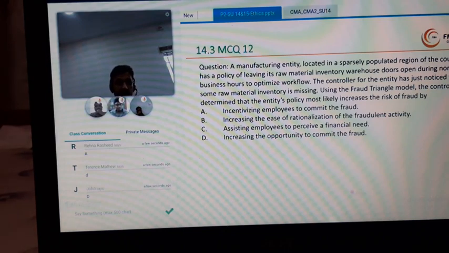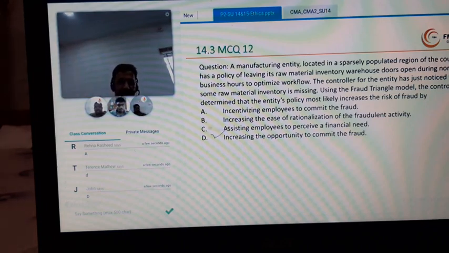Increasing the opportunity, yes, it increases. When you keep your door open, it increases the opportunity to commit fraud. Correct. Keeping the door open is not incentivizing employees to commit fraud, right? It's not totally wrong that employees, when it is kept open, may be tempted to steal. But it's an opportunity more than that. So you will have to really see the question from the angle of best choice.